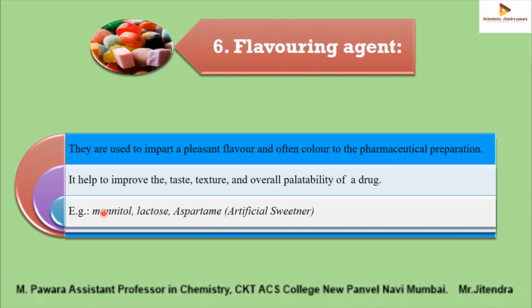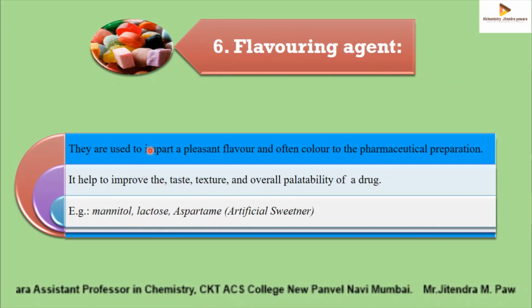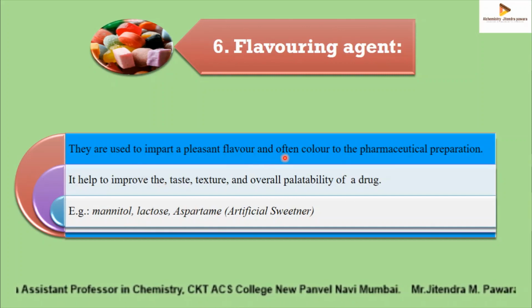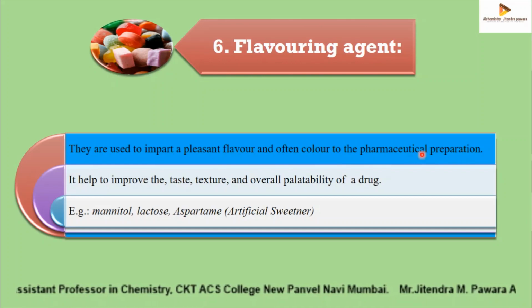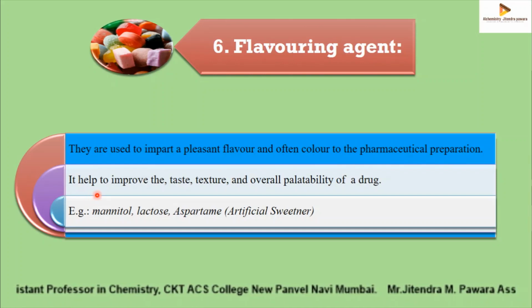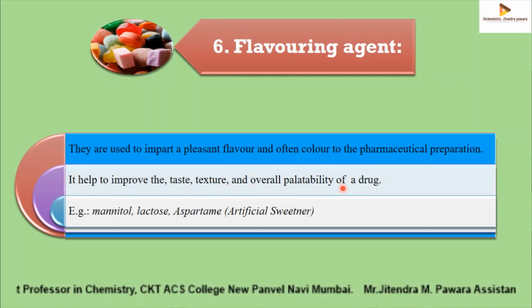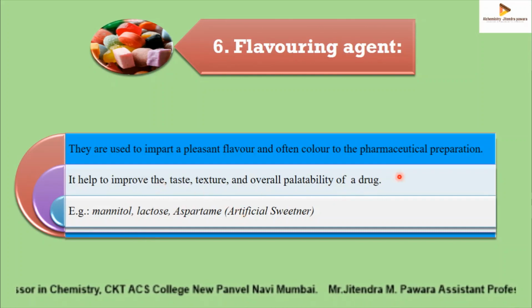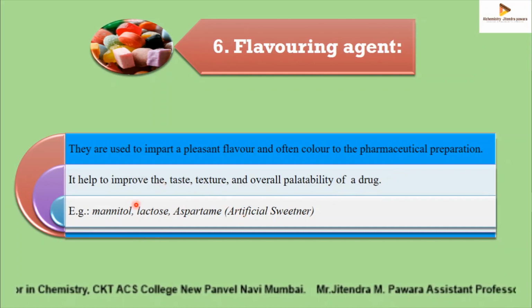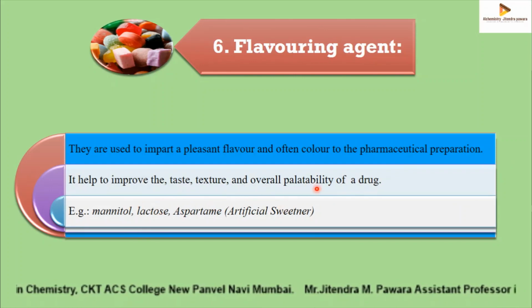So these are the examples of flavoring agent, and the role of this flavoring agent is it is used to impart pleasant flavor and often color to the pharmaceutical preparation, and it helps to improve taste, texture and overall palatability of the drug. So these are the flavoring agents which give these characteristics to the pharmaceutical preparation, like taste, texture and overall palatability of the drug.